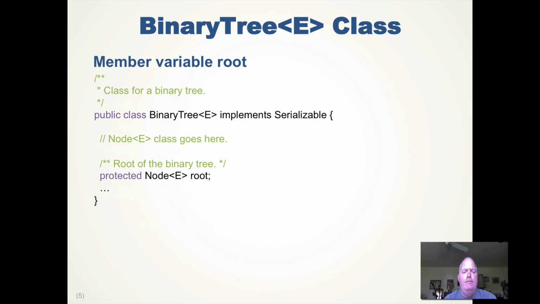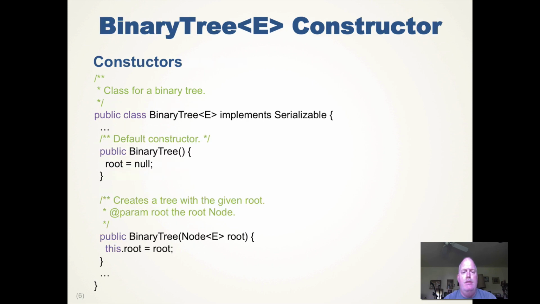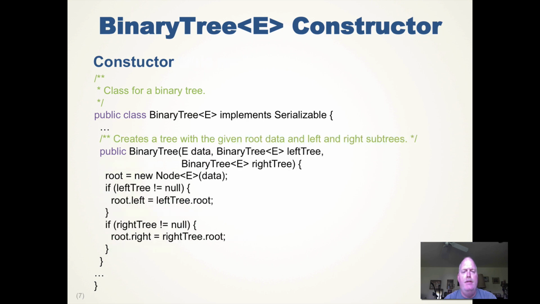So it's very simple. There's 3 constructors. The first one is the default constructor that sets the root to null. We have another constructor that supplies the root, so we just assign the root to the given root, the node that was passed in. And finally, the third constructor allows us to construct a new binary tree given the root data, the left subtree, and the right subtree.